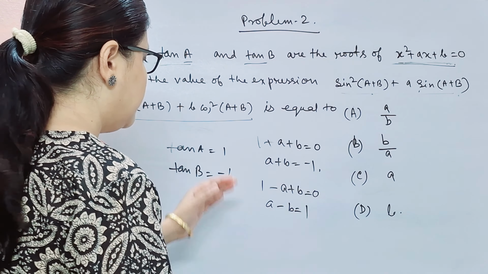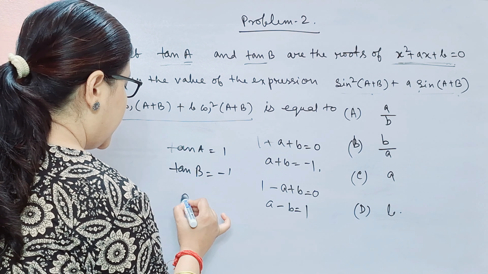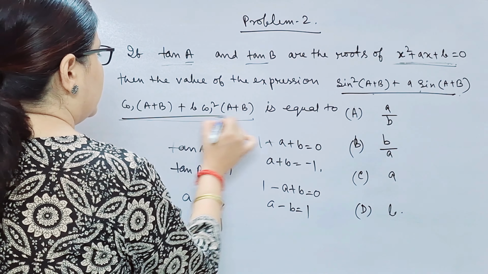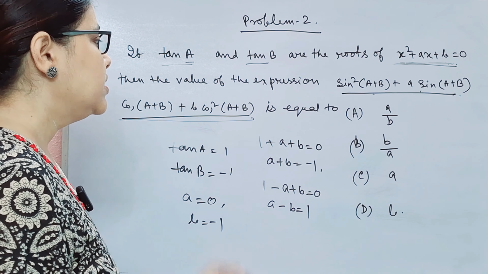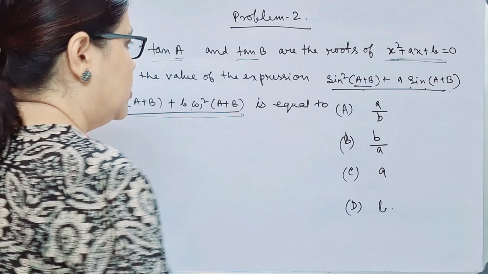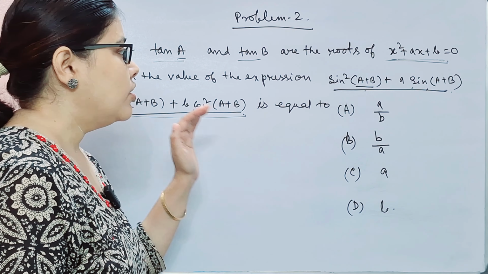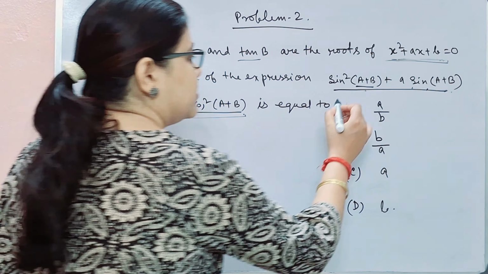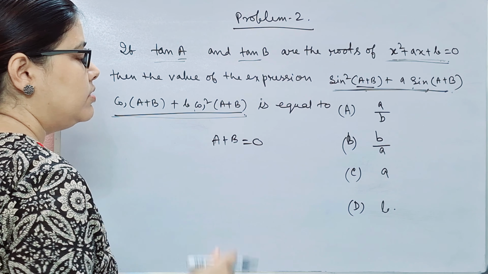Solving these two equations, we get A equals 0 and B equals minus 1, and putting these values of A and B in this expression, we can easily get its value. Only A plus B equals 0, so sine of A plus B will be 0.